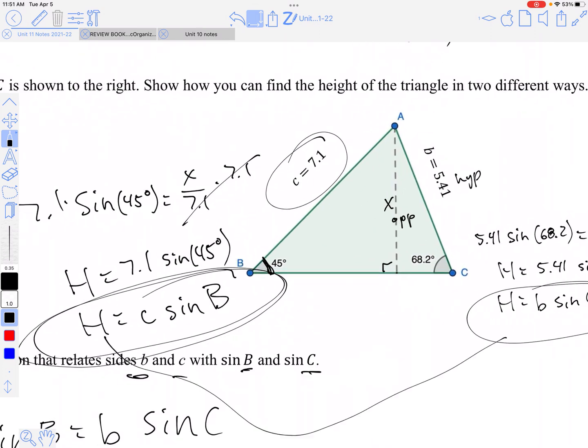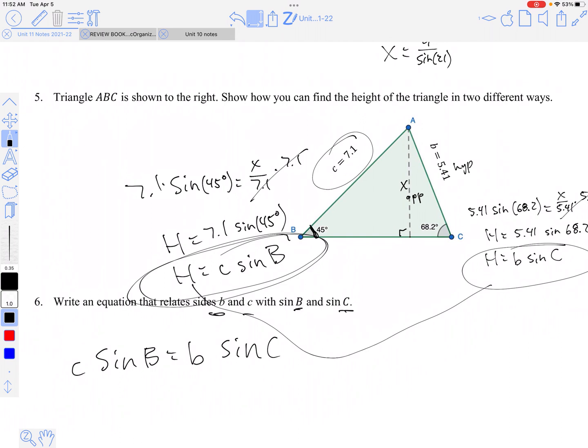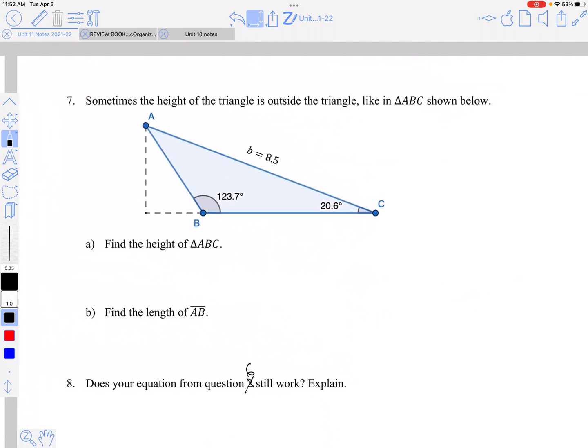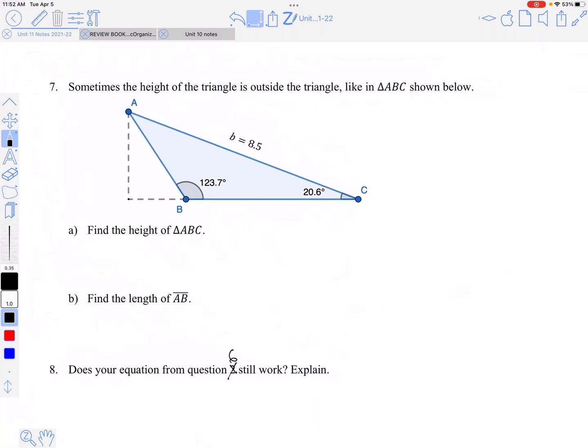So the sine of the angle never uses its own side. So angle B always produces side B, angle C always produces side C, and we use capital letters for angles and lowercase letters for sides, as you can see. So 6, we just proved it, that equation will work every time. So if we have some of the sides and some of the angles, we can just use this new formula right here. Okay. So 7, sometimes the height of the triangle is outside the triangle, like you see below.